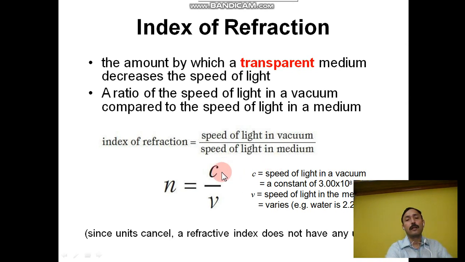Both are velocities, in meter per second, so the units cancel out. So the refractive index does not have any units.